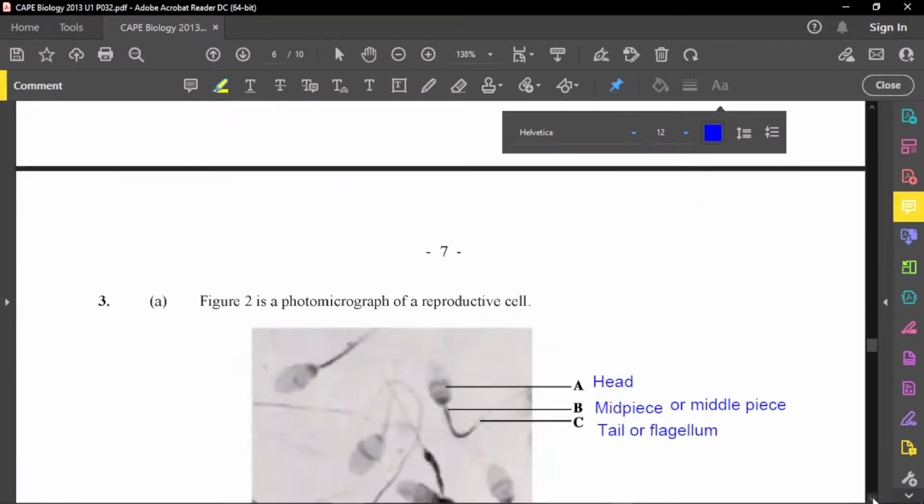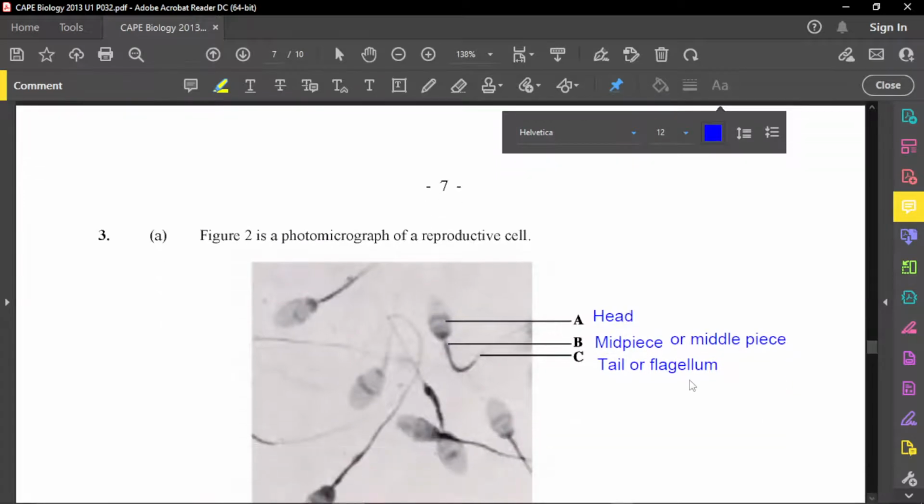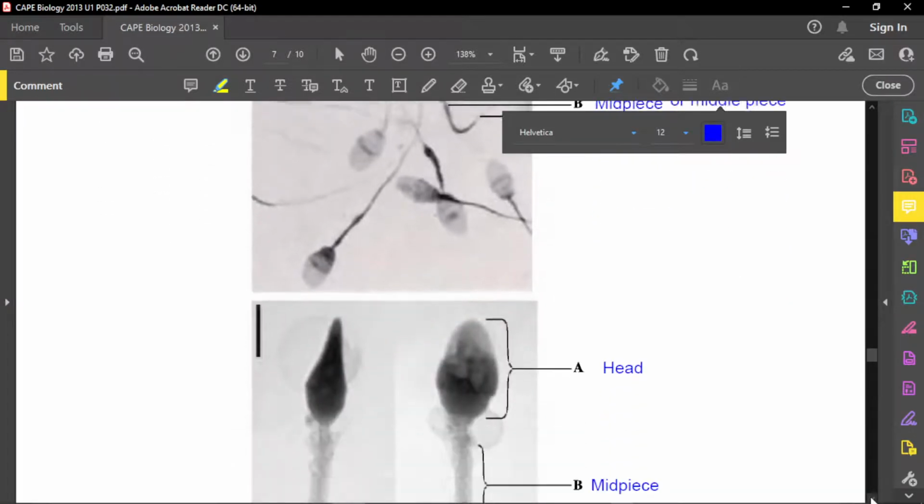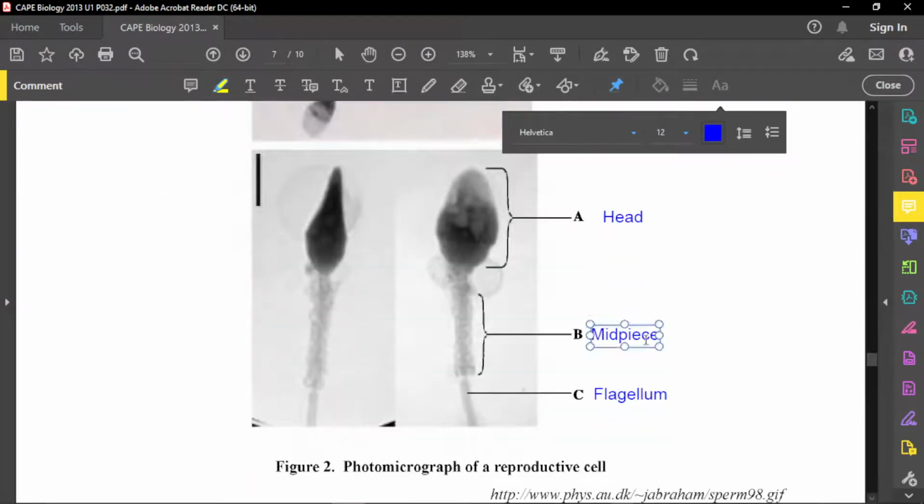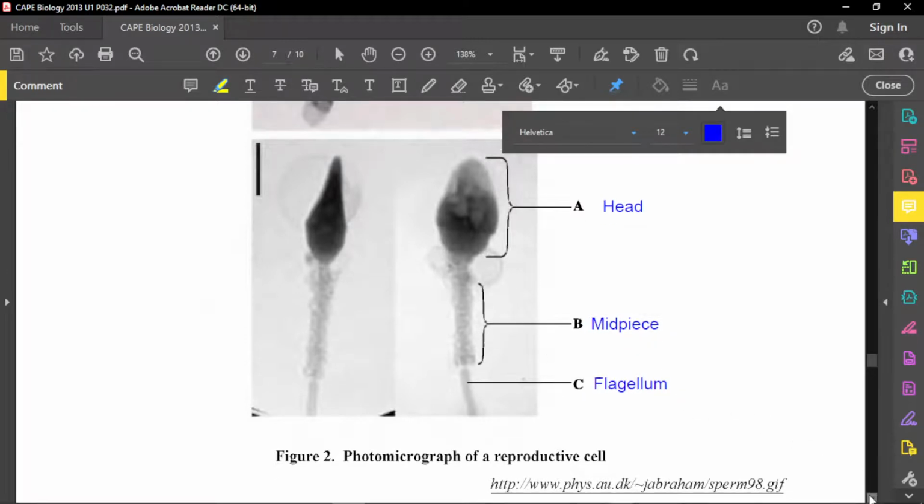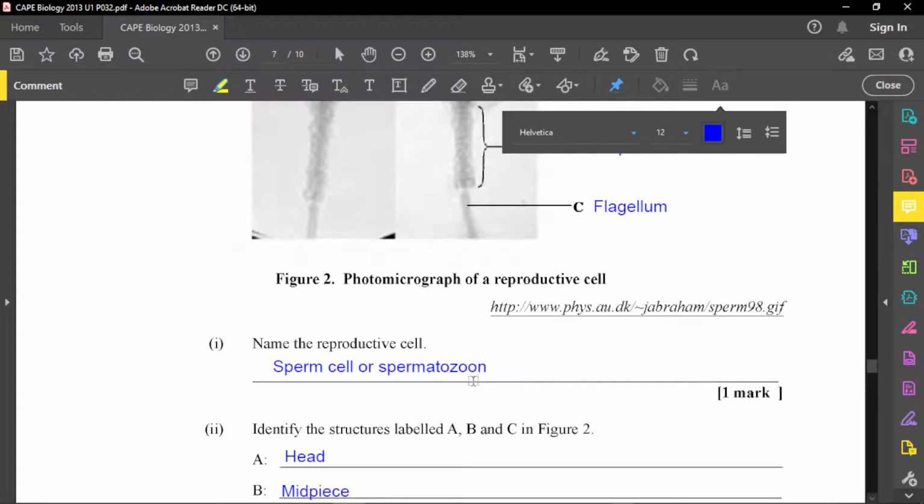Don't do that. Now, for the last question here, Figure 2 is a photomicrograph of a reproductive cell. And so you can see the cell here. I labeled the parts here, but I'm going to go down because they show you a magnified version of it. And so the magnified version is labeled again, which is the head, the midpiece here, and then we have the flagellum.